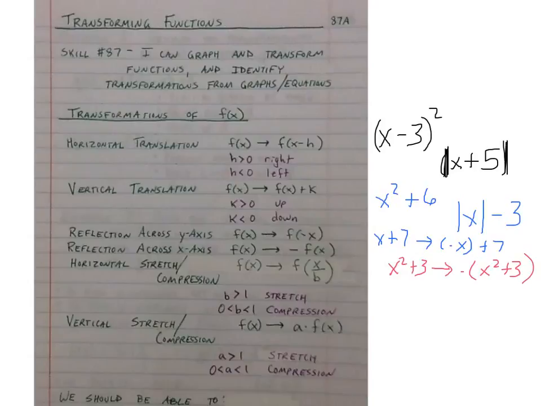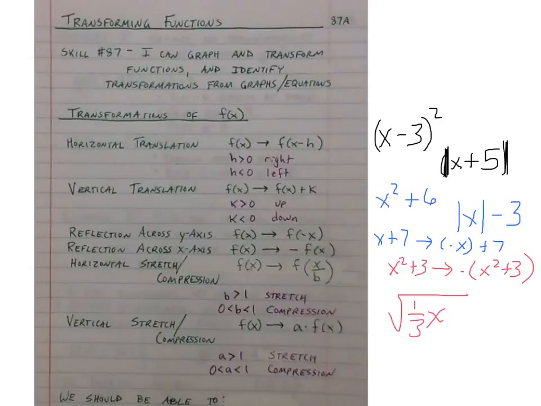Finally, a horizontal stretch and a vertical stretch. Horizontal, we replace x with x over b, or we may be more familiar with 1 over b times x. So if we took the equation, the square root of 1/3 x, we would know that was a horizontal stretch by a factor of 3.